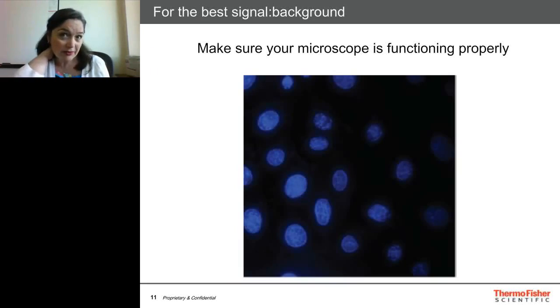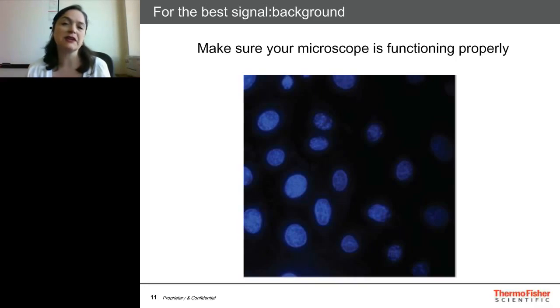First of all, before you get started, just make sure your microscope is functioning properly. That might be really basic, but it's key. What you're seeing here, you might think these blue blobs are nuclei labeled with a fluorescent probe, and that over there in the corner where it's very dim, that's just a really low signal, and somehow they were labeled unevenly, but that's not the case.